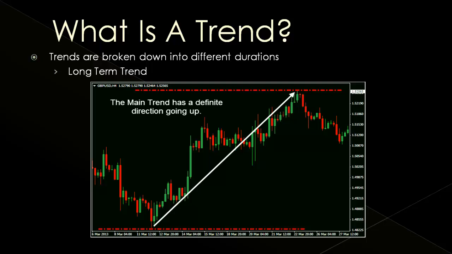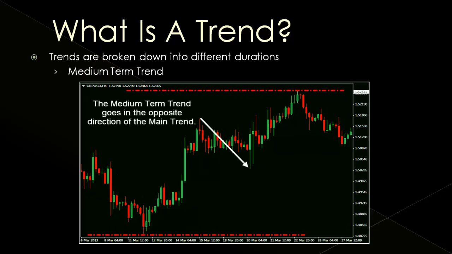Now, trends are broken down into different durations. If you look at the image on the screen right now, you can see that we have a main trend that has a definite upward direction. Price is moving from the lower left-hand corner up towards the upper right-hand corner. It is zigzagging, as it normally does, but over this extended period of time, you can see that the market is definitely going upwards. Now, within our long-term trend, we're going to find a medium-term trend.